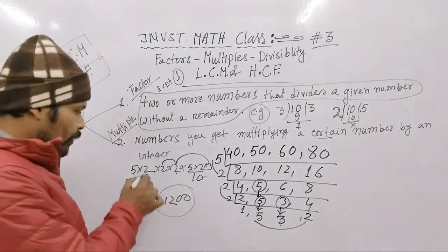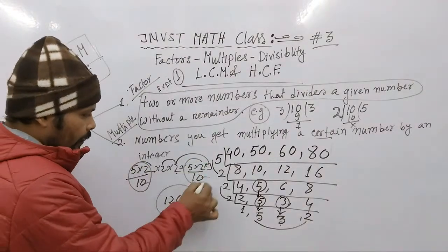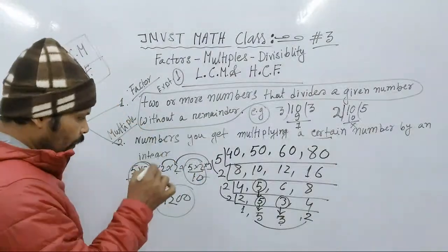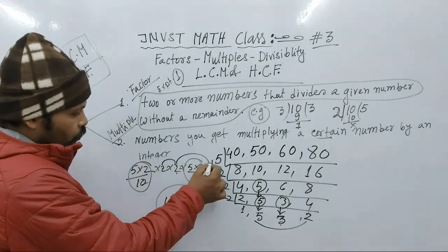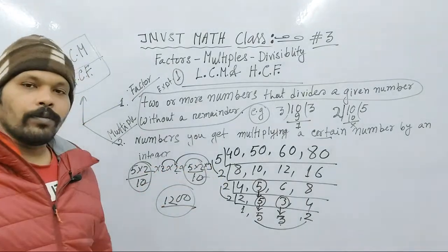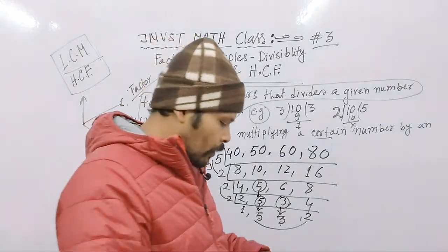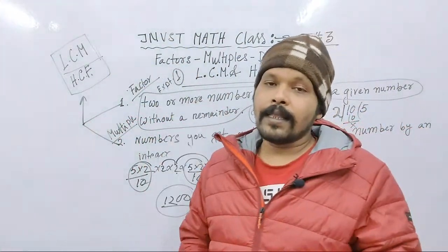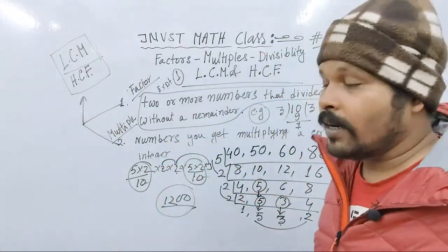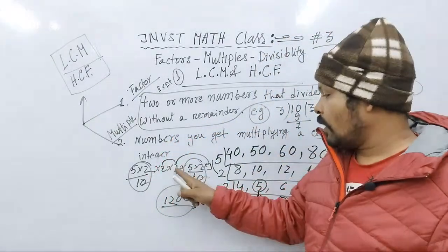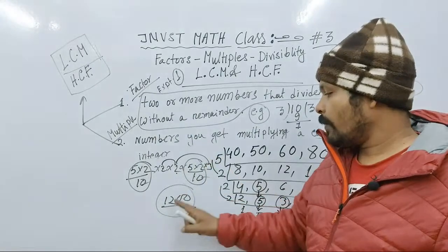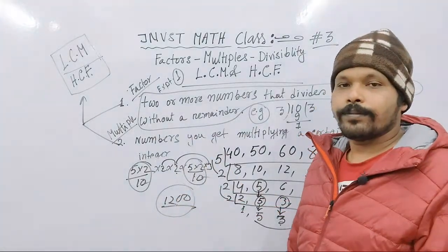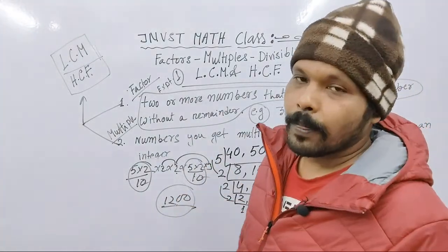You have to find out 10 and 10. 10 into 10 is 100, and 4 3s are 12, 12 into 100 equal to 1200. So it is the easiest way. At first you have to find out 10, then you have to find out 100, and then you have to find out the product, and then 1200. Okay.